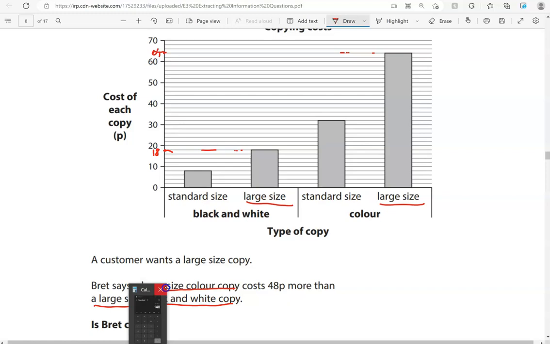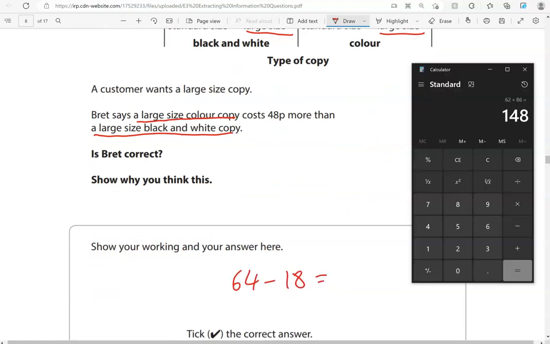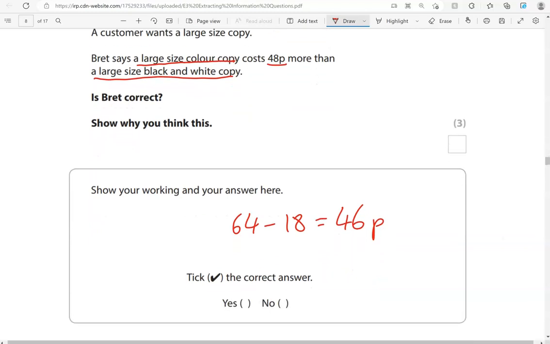What is the difference between the two? So 64 take away 18 gives us 46 pence. And Brett says that it costs 48p more. So is Brett correct? We're going to say no.